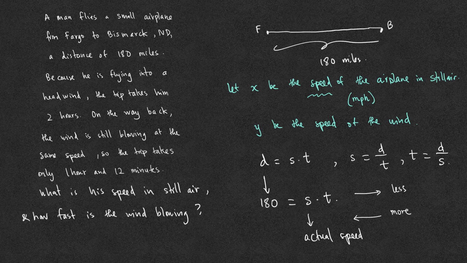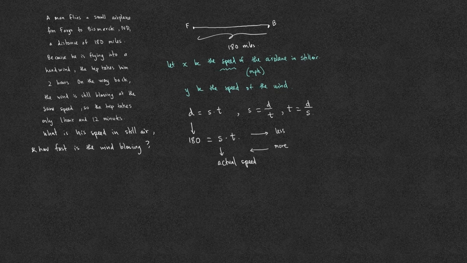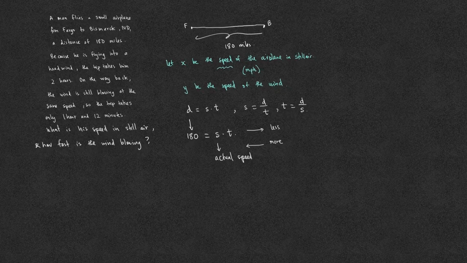Think of it as if we fly into a headwind, then our speed will be slower, and if we fly with the wind, then the speed will be more, or we're going faster. It is the same concept as if we were to bike a bicycle. If we bike into a headwind, then we would go at a slower speed.